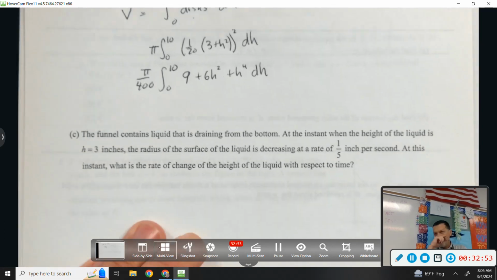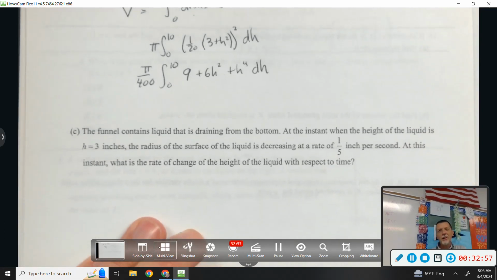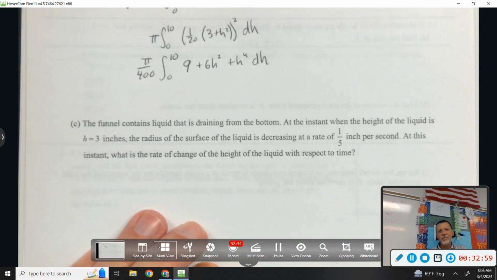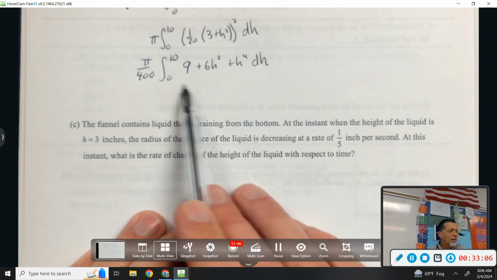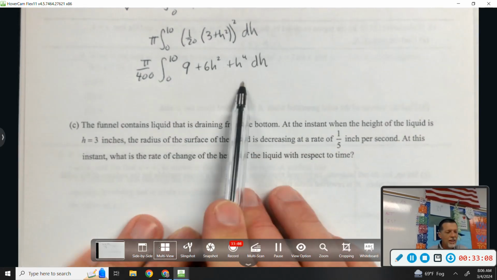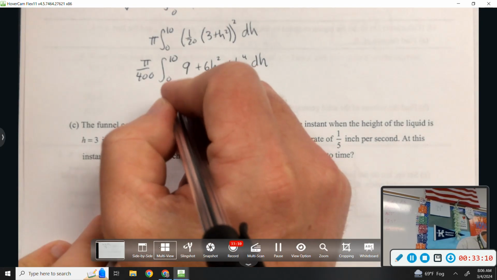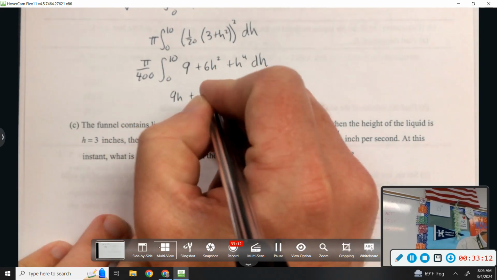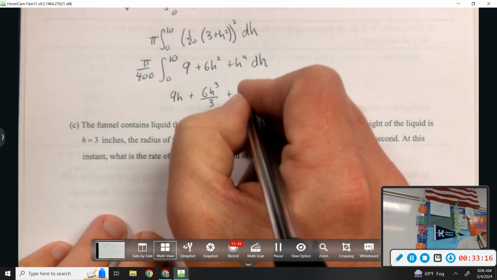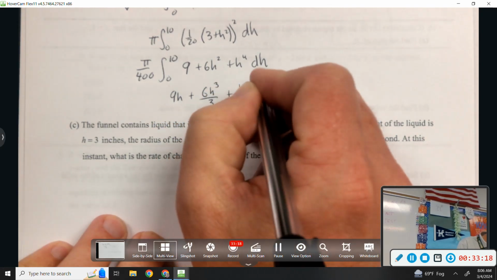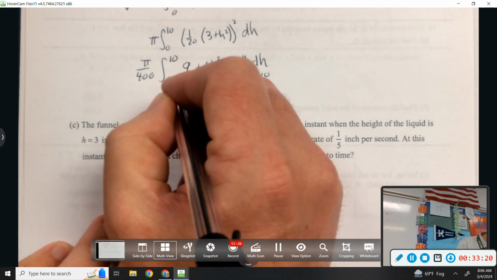Again, you're taking an AP calculus test. We don't have time to mess around with foiling things and showing your algebra. You have to be able to do this stuff. So if I square 3 plus h squared, this is what I get. Now that integral is pretty easy. 9h plus 6h cubed over 3 plus h to the 5th over 5 from 0 to 10.